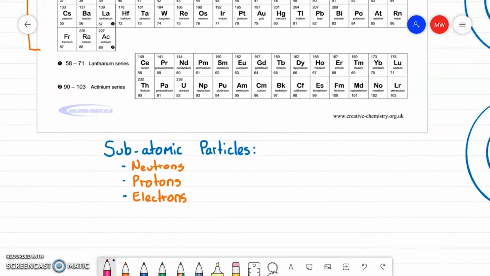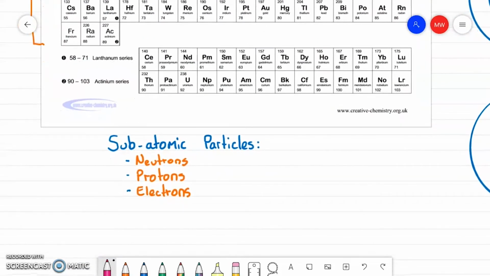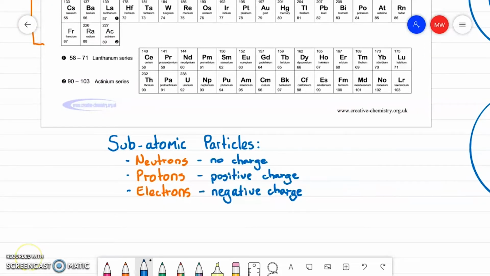So the parts that make it up are neutrons, protons, and electrons, and each of those carry a particular sort of charge. Neutrons are neutral. They don't carry any charge at all. But protons are positively charged and electrons are negatively charged. It's important because in an atom, the protons and electrons will be equal in number. In other words, they'll balance each other out.